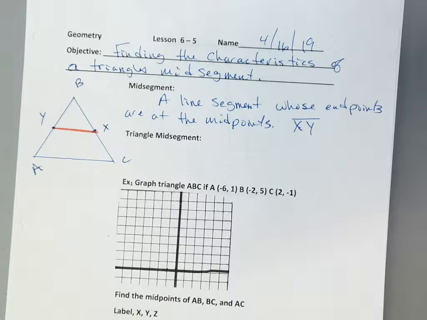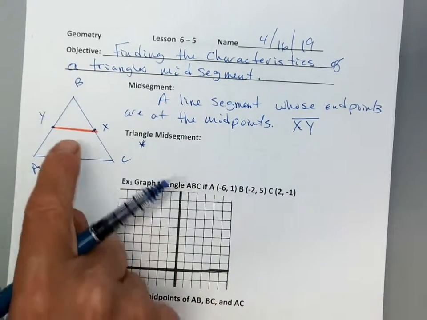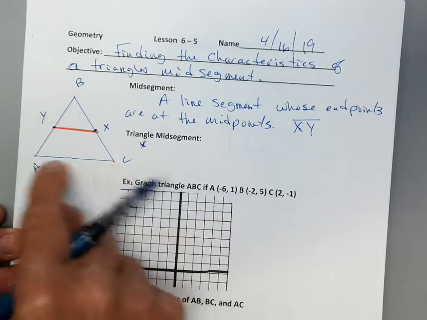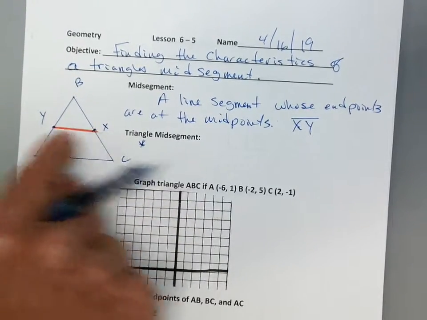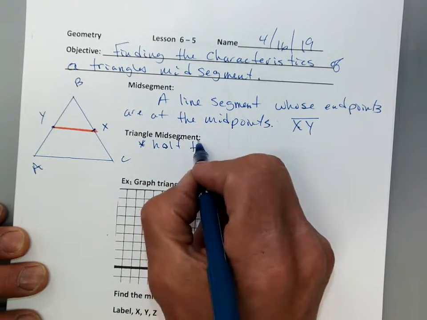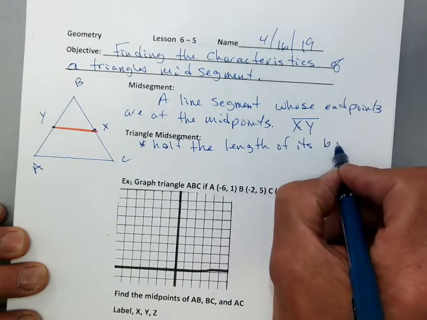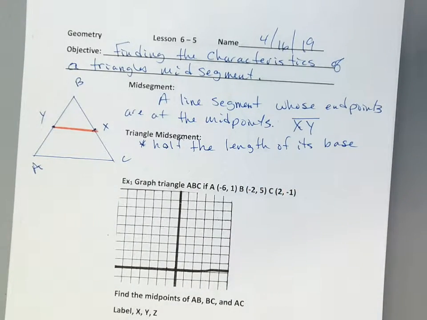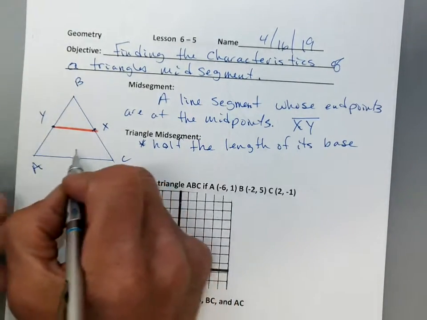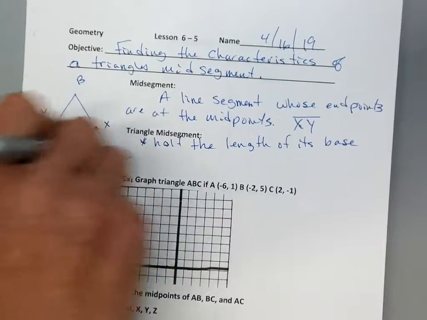Now, there's two things that are important about the triangle mid-segment. First, it turns out it's half its base. So if the base is 20, this would be 10. Or if the base were, say, 18, this would be 9. It's just half the length of its base. As an example, say this is 24. I'm just making these numbers up. 24, and that'd be 12. It's half. That's all. It's that easy. I'm just going to take half.